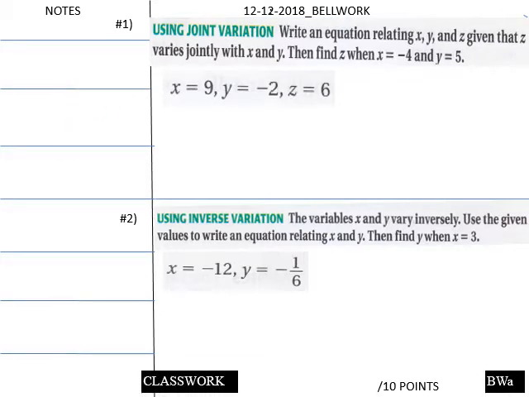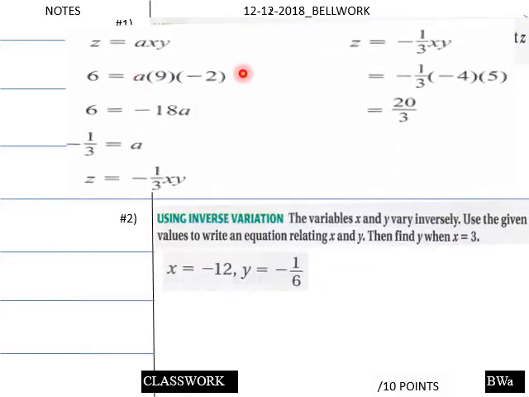Okay, welcome back for your solutions for your bell work. Here's the solution for number 1. Z equals AXY. Plug in your values here. A equals -1/3. And then Z equals -1/3 XY. And then we plug in our other values and we get Z equals 20/3.